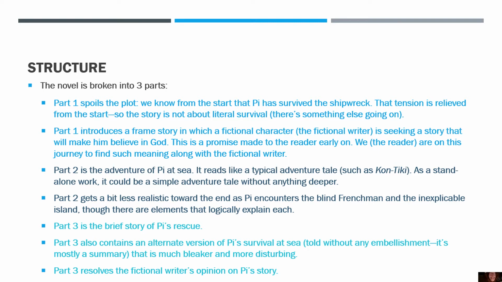All right, so part 2 is the adventure of Pi at sea. If you only read part 2, you could just basically take the entire thing out of context. It's just a great adventure tale.